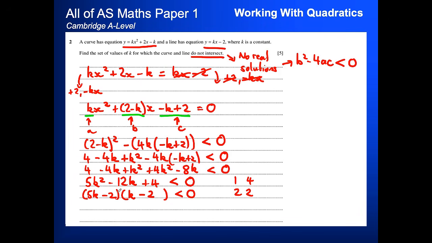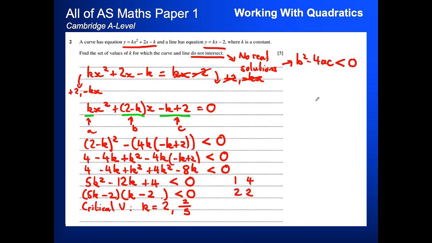Now if you check the cross terms, that's the thing you should always check here. So 5k times minus 2 is minus 10k, minus 2 times k is minus 2k, and minus 10k minus 2k is minus 12k. So this is the correct factorization. That means our critical values, so we're not solving this, we're just finding the critical values. k is going to be equal to 2, or it's going to be equal to 2 over 5.